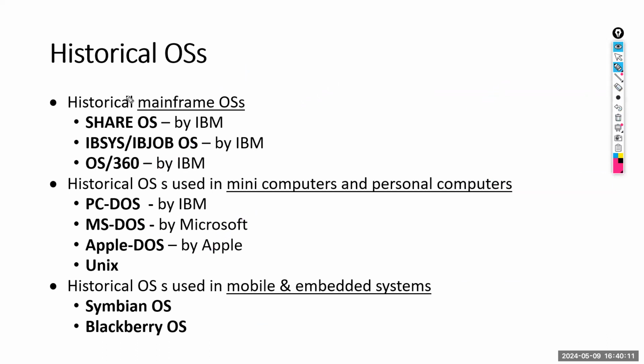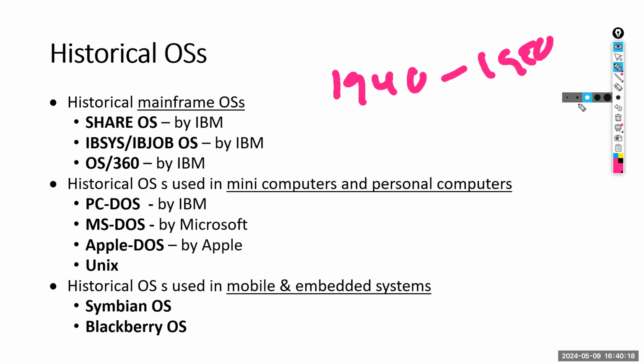Remember, in the 1940s and 50s, we had big computers like a house, room-sized computers with vacuum tubes and so on. Then came SHARE OS, IBSYS, OS/360, those are some big OSs.